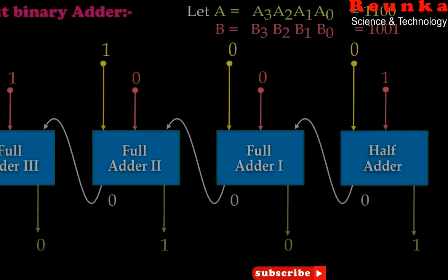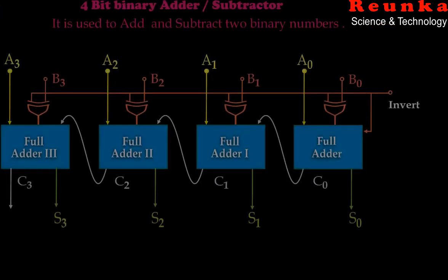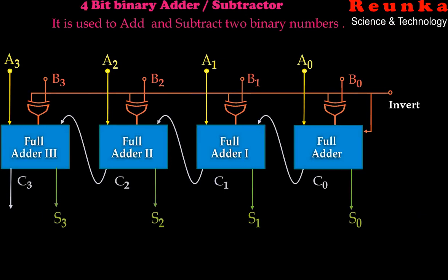So this circuit can be used for binary addition of 4 bits. Now we will discuss the 4-bit binary adder cum subtractor. In this circuit there is a provision to add as well as subtract the 2 digits data. So A data will be connected directly to the full adder circuits and B data will be inverted by XOR gates. So if invert is connected to 0, this circuit will perform addition of 2 bits like a 4-bit binary adder. And if invert is connected to 1, then this will perform subtraction using 2's complements.